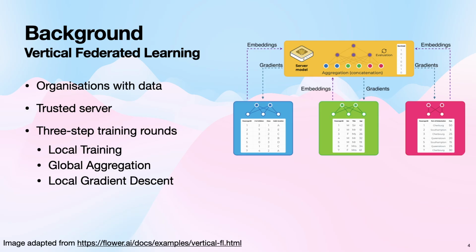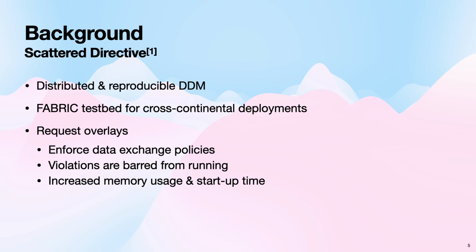In a general VFL workflow, there are several organizations that have private data, and they jointly trust a server to perform aggregation on a global model. With a three-step training round of local training, global aggregation, and local gradient descent, a model built on private data can be jointly created. As mentioned, we will be using Scattered Directive.